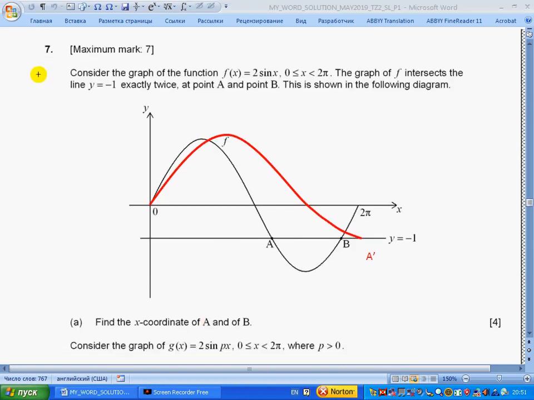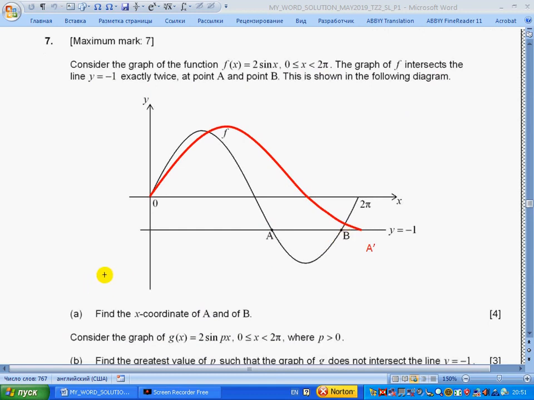Question 7. Consider the graph of function f(x) equals 2 sine x, x from 0 to 2 pi. The graph of f intersects the line y equals minus 1 exactly twice at point A and point B. This is shown in the diagram. Yes, point A and point B. Find the x coordinates of A and B.